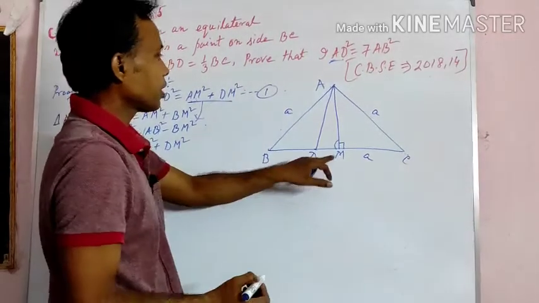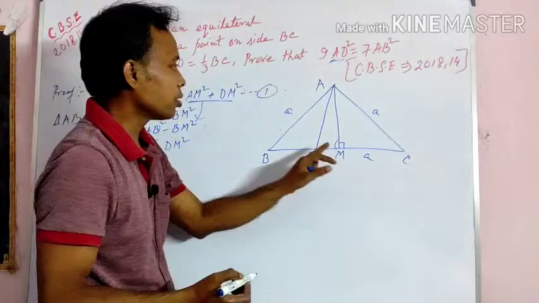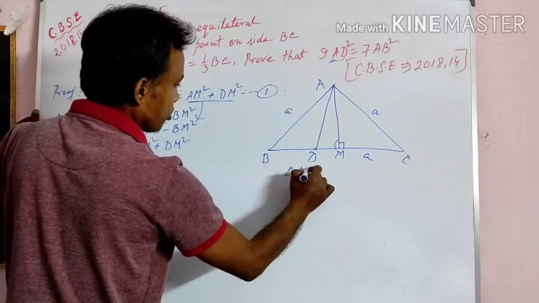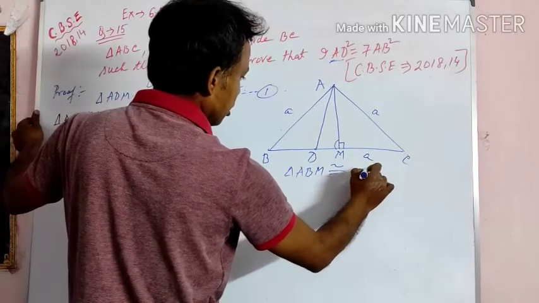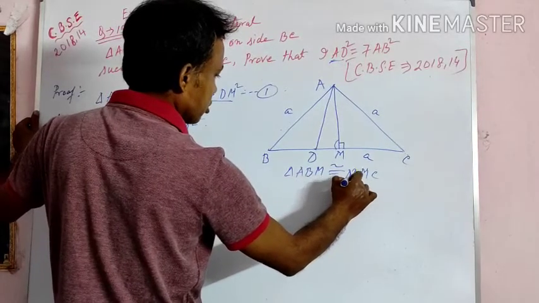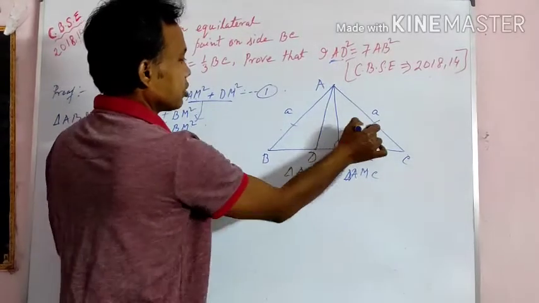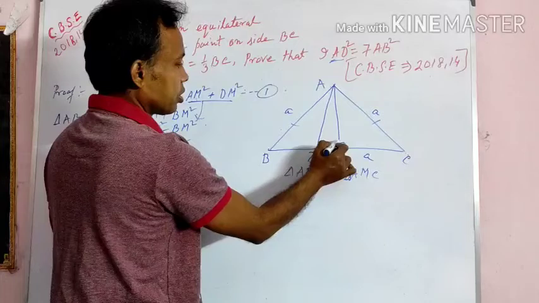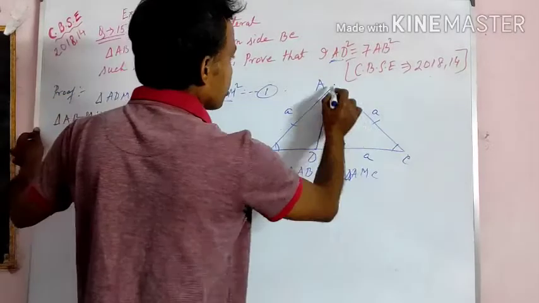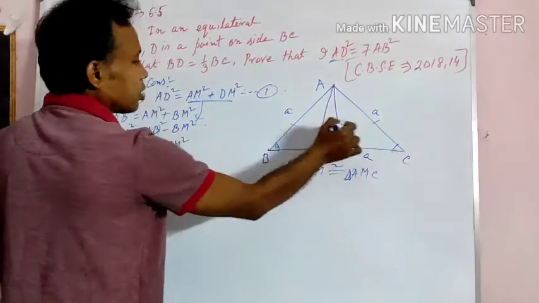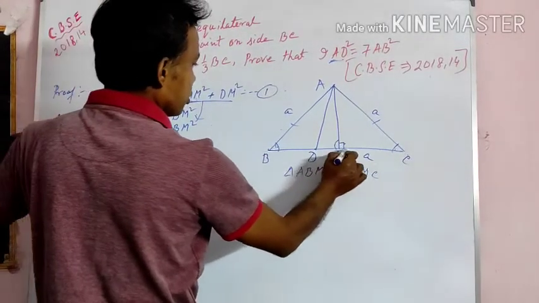Since AM is the perpendicular drawn from point A to BC, therefore triangle ABM is congruent to triangle AMC, because this side is equal to this side, this angle is equal to this angle, both 90, and this angle is equal to this angle, because in an equilateral triangle all angles are 60 degrees. Therefore the two triangles are congruent, so we can tell that BM is equal to MC.